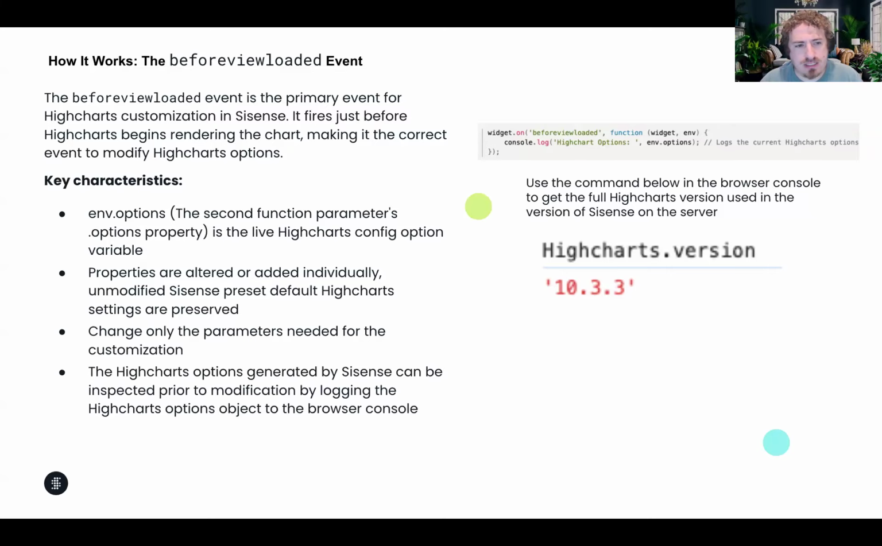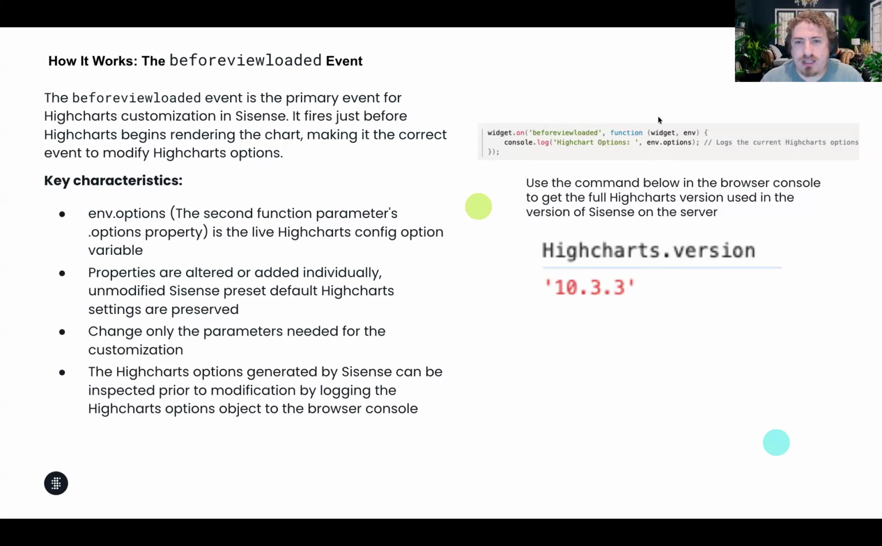Basically, it's just additive. It's not a replace. So you can alter these properties individually, and you can change only the parameters that you need. Most scripts that involve HighCharts settings, you're realistically probably only going to change one setting. That's the typical case, but of course you can change as many as you need.